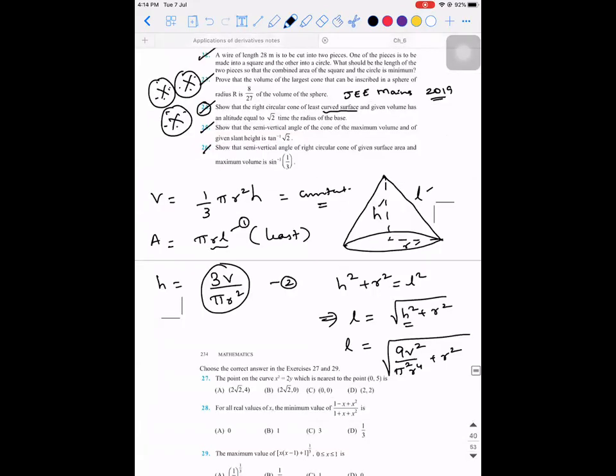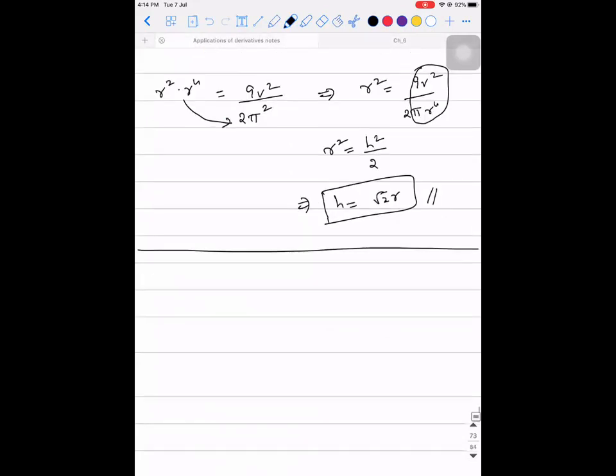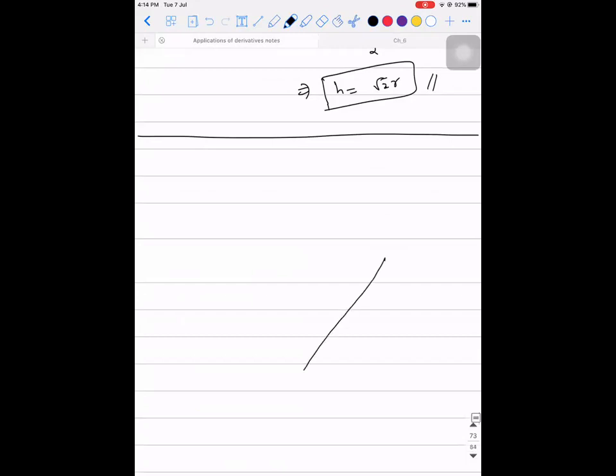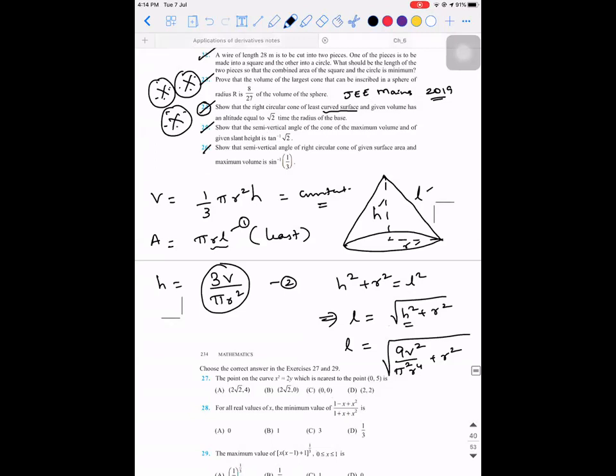The 25th one. Show that the semi-vertical angle of a cone of the maximum volume and of given slant height is tan inverse root 2. So there is a cone. To this cone, you need to prove that the semi-vertical angle alpha is equal to tan inverse of root 2, provided the volume of the cone is maximum. And what is given? The slant height is a constant, right?